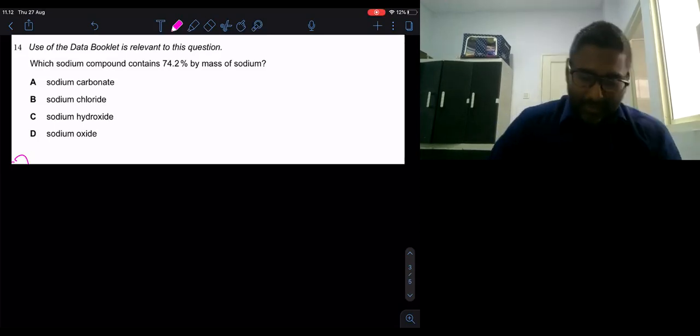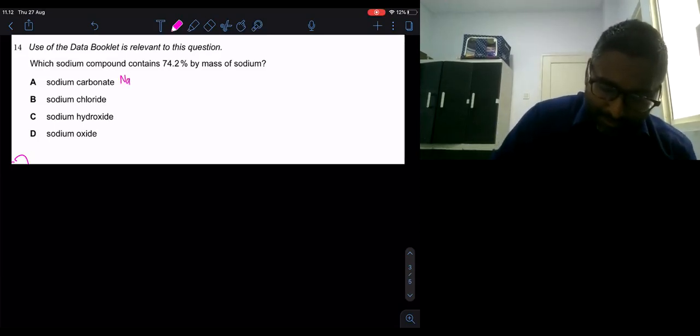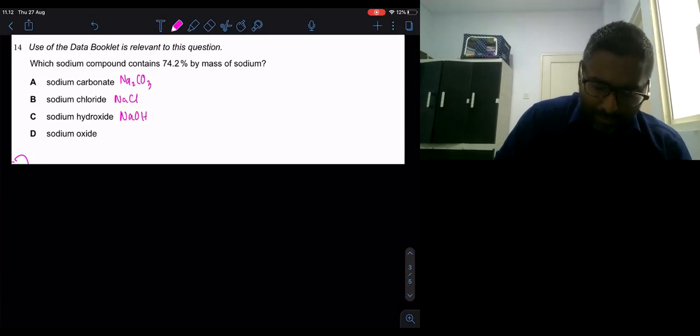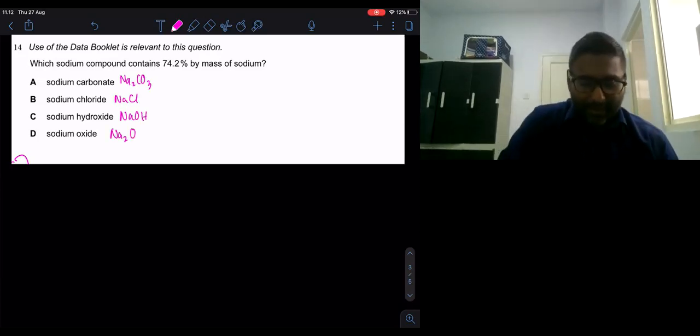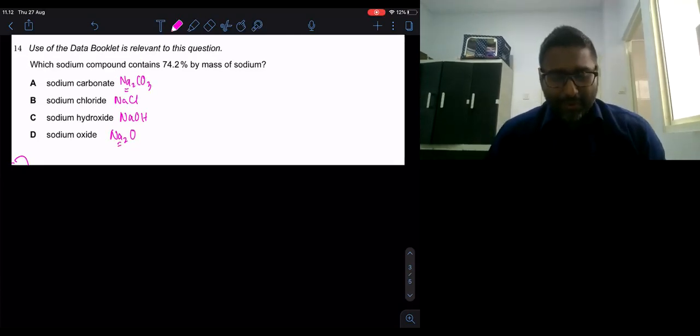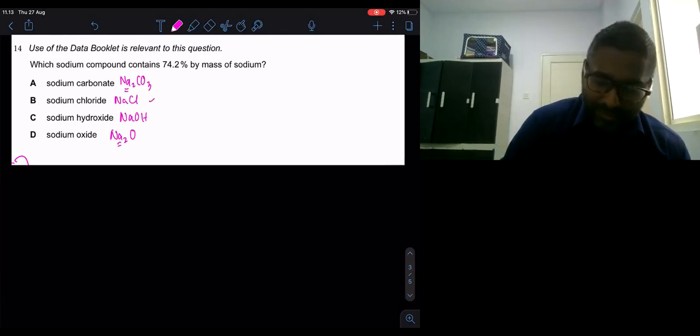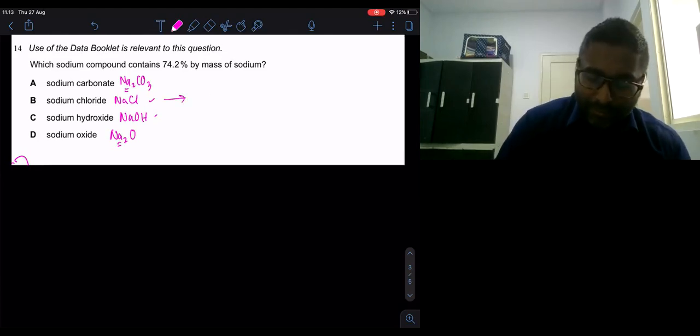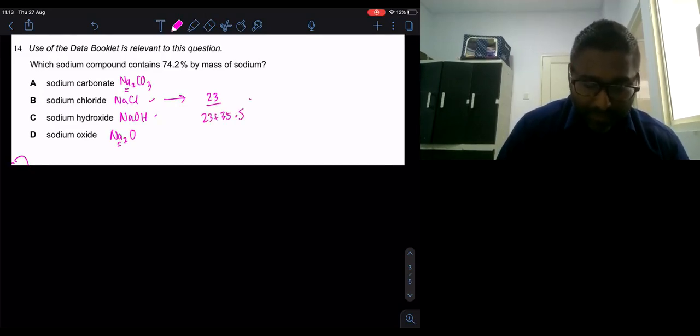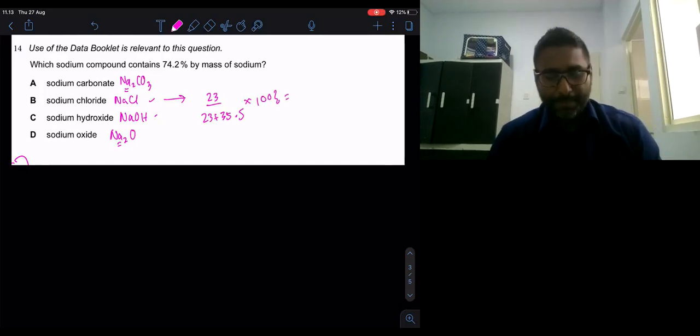Now, let me write down sodium carbonate. This is sodium carbonate, sodium chloride, sodium hydroxide, sodium oxide. Do remember that there is 2 over here. So if I want to find the 74.2%, let's say if I have NaCl, because this is only one, let's find the percentage of Na, for example, first. That's 23 over 23 plus 35.5 times 100%. How many percent is that?